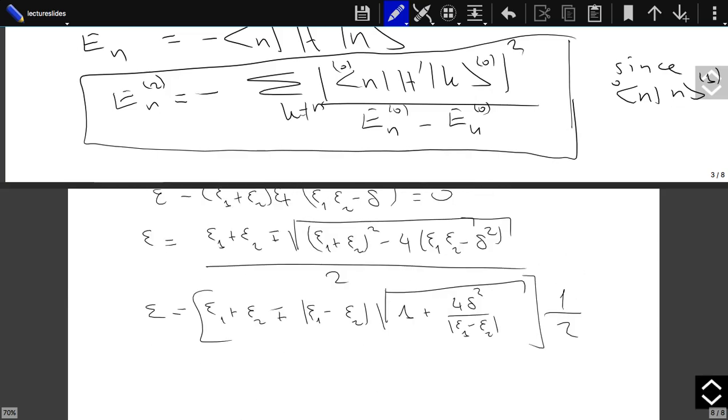So also here, it's apparent. If you take that square root, you can expand it in powers of delta only if delta over epsilon 1 minus epsilon 2, sorry, here I have a square, is much, much smaller than 1. Only in that case can I Taylor expand that square root. Otherwise, I cannot. Or I can, but the expansion will not converge. So I cannot do that.